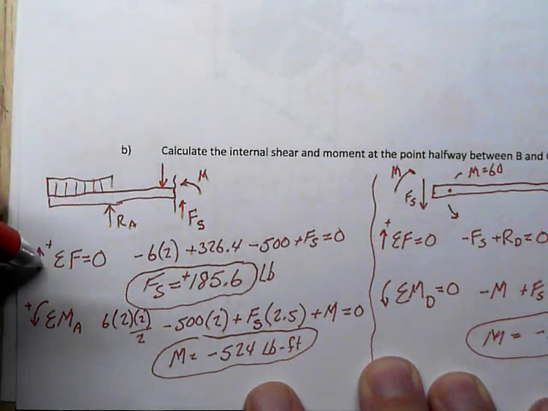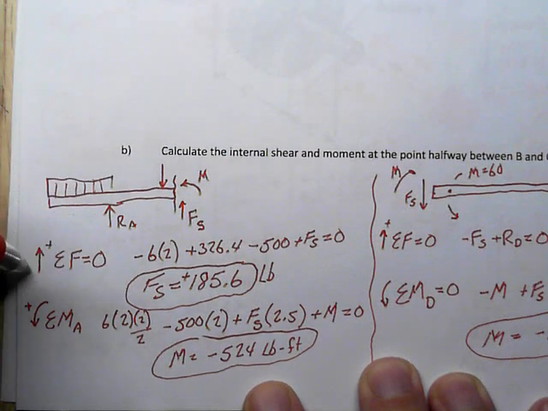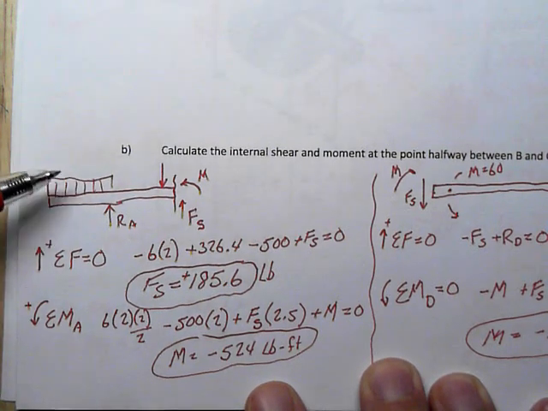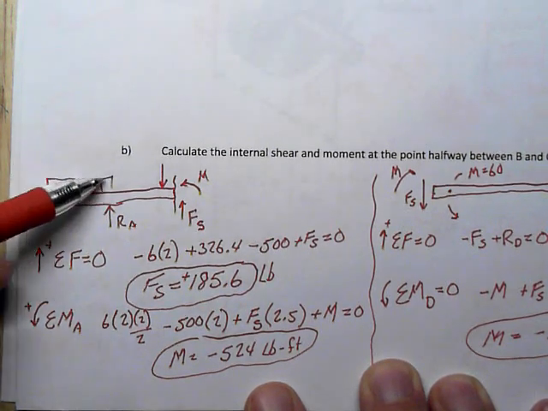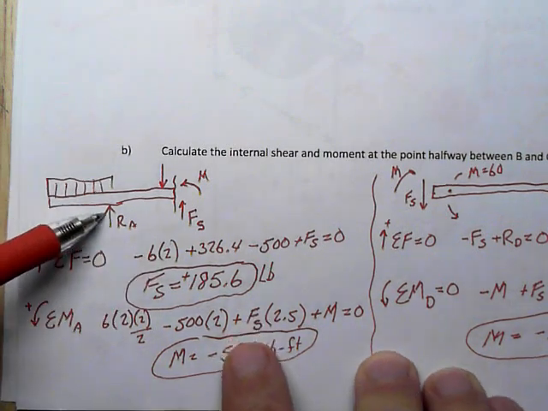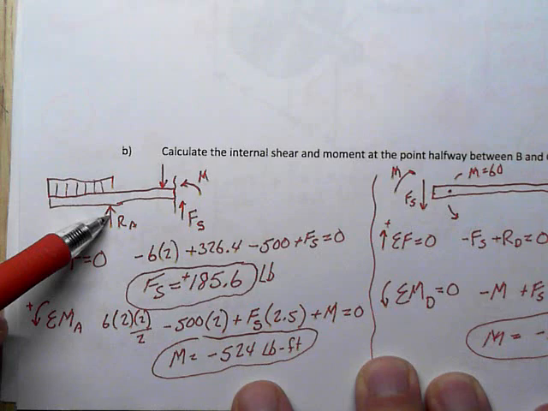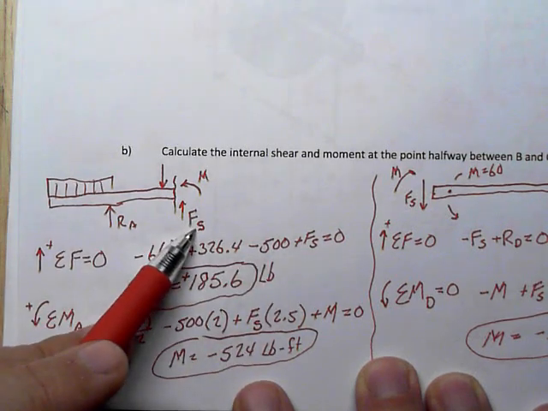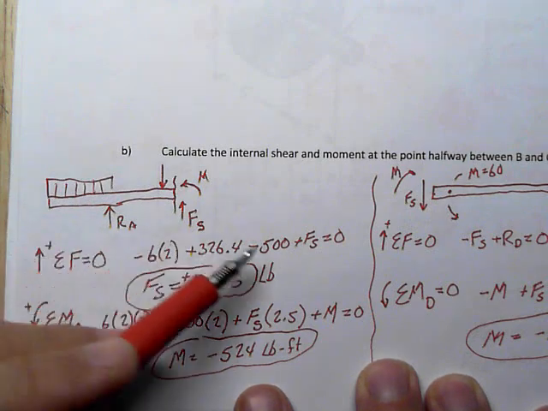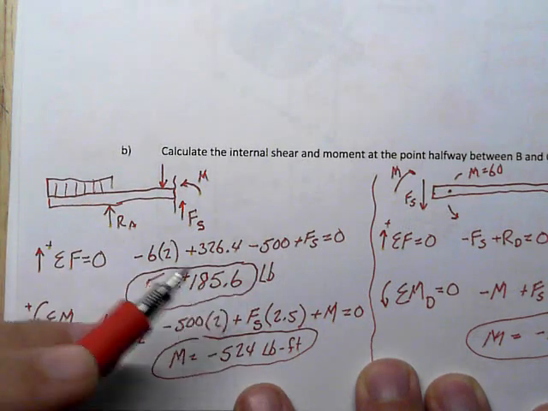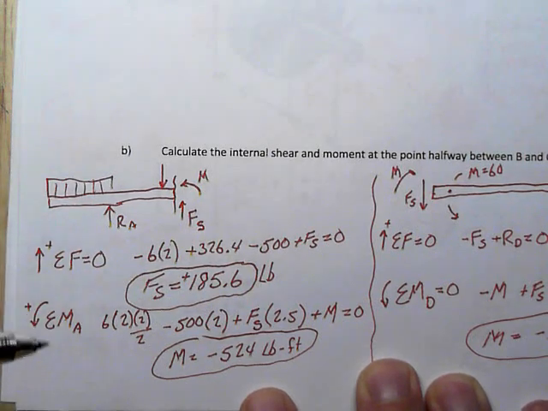Then I'm going to sum forces in the vertical direction with up being positive. I've got my distributed load, 6 times 2 is 12 in the downward direction. I've got 326.4 in the upward direction. I've got 500 downward, and I've got that unknown internal shear force pointing in the upward direction. One equation, one unknown, solve for that shear force of a positive 185.6.